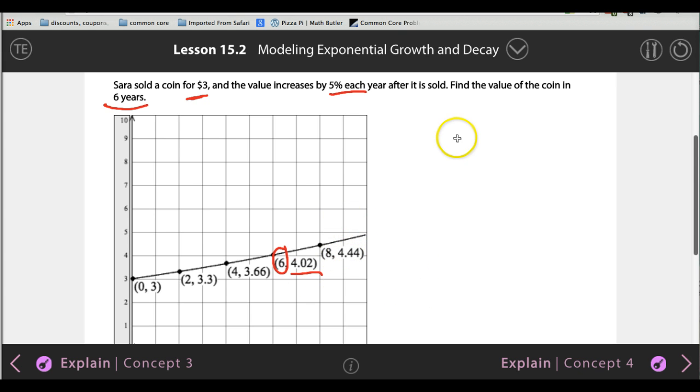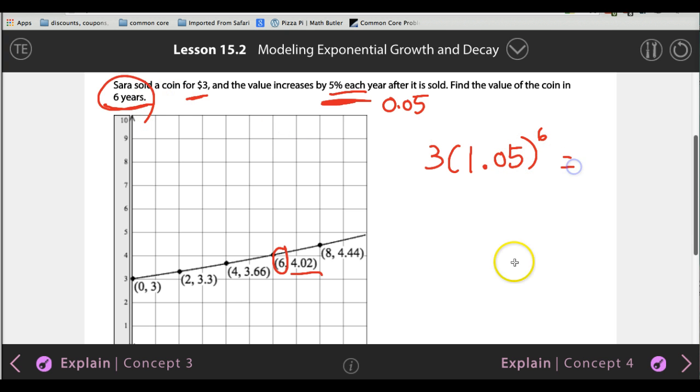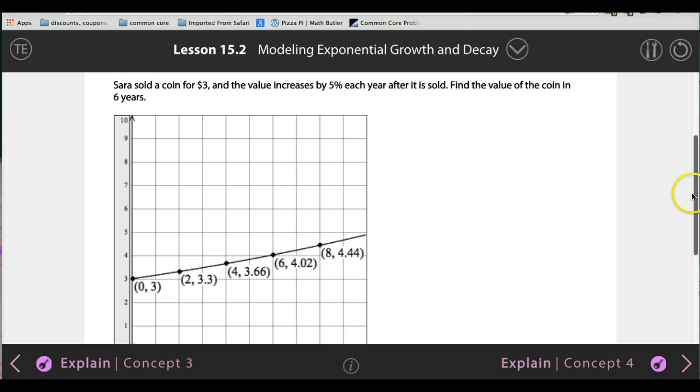But let's pretend, they made it so easy for you, but let's pretend that you didn't have this. How would you do it? You start with 3, because that's your original value, and it increases by 5%, which is 0.05. So you're going to go 1 plus 0.05, raised to the power of what? 6 years. And when you plug that into the calculator, you'll get 4.02. All right?